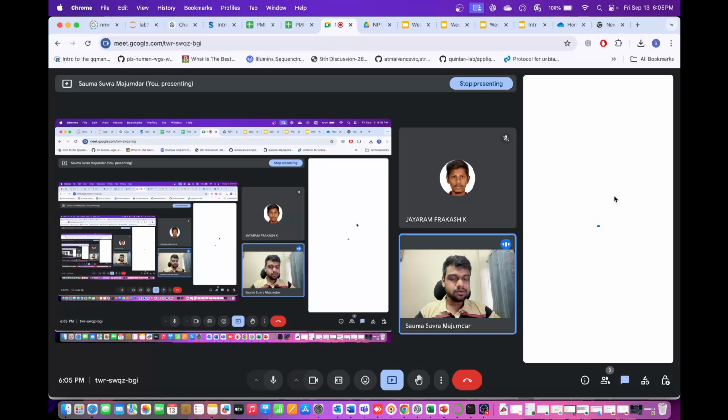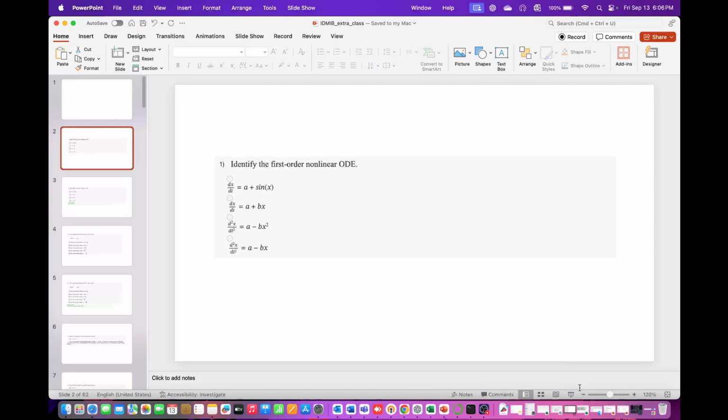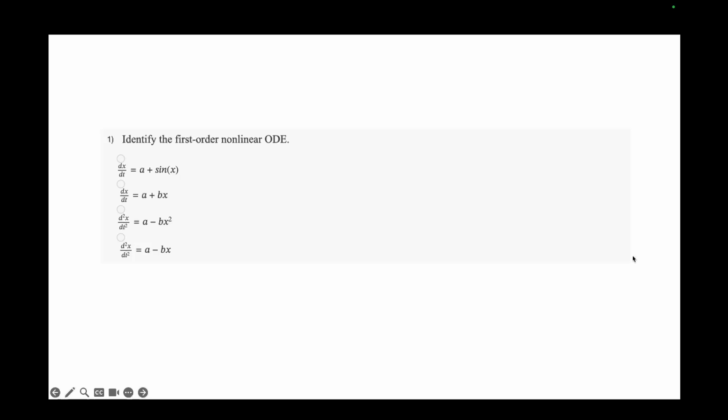If you are only here, you can also unmute and tell me your answers as well. Okay, I think option C because it contains an x square term, so it is non-linear. Option D you said, or C? C. Okay, but no, the correct answer is option A actually.